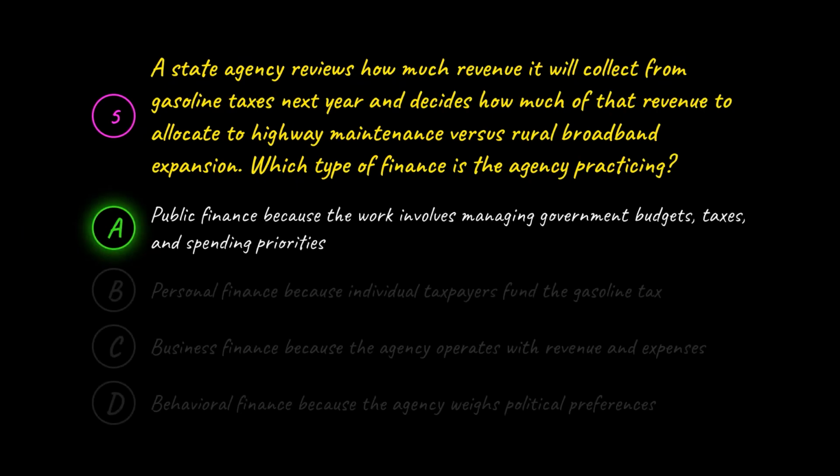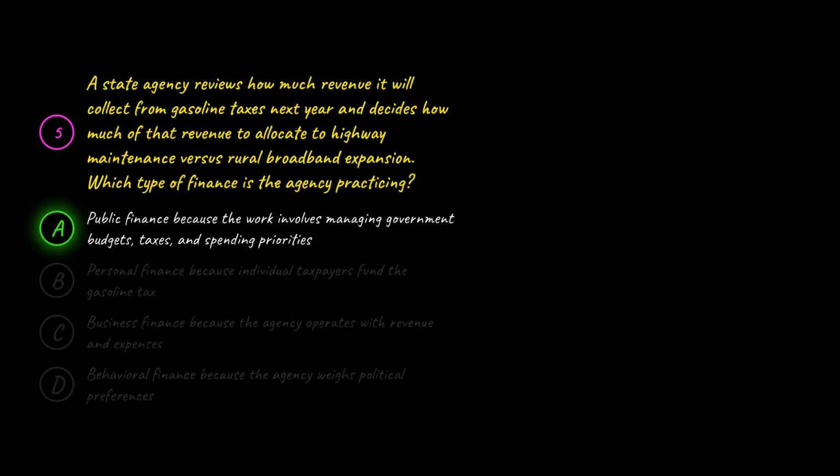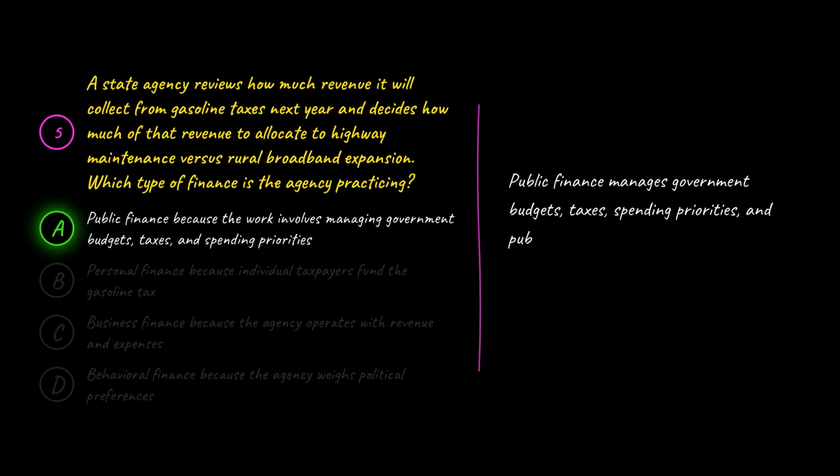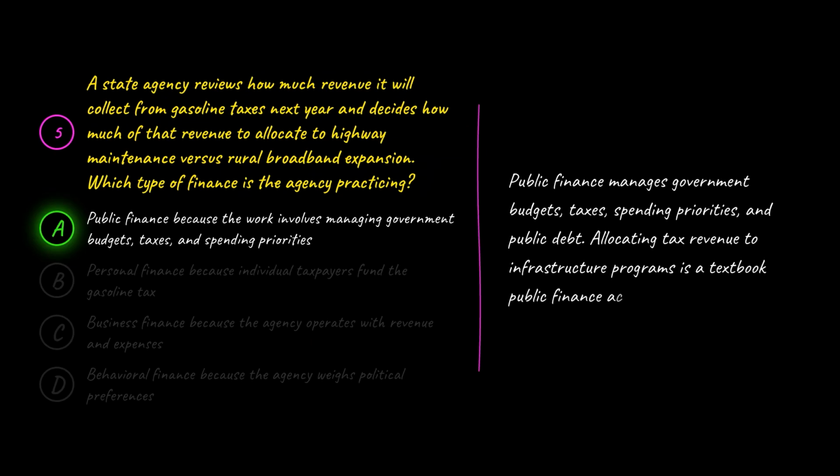The correct answer is A. Public finance, because the work involves managing government budgets, taxes, and spending priorities. A is correct because public finance manages government budgets, taxes, spending priorities, and public debt. Allocating tax revenue to infrastructure programs is a textbook public finance activity.